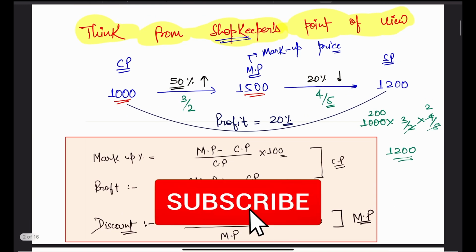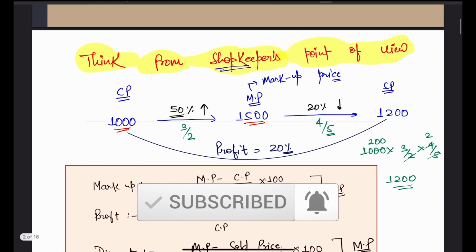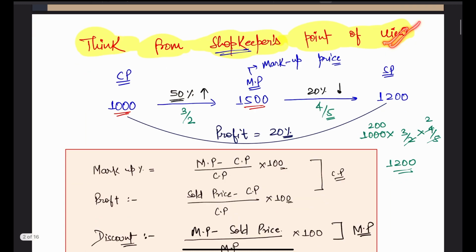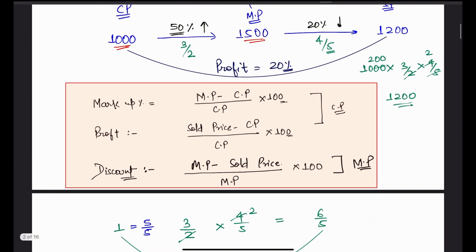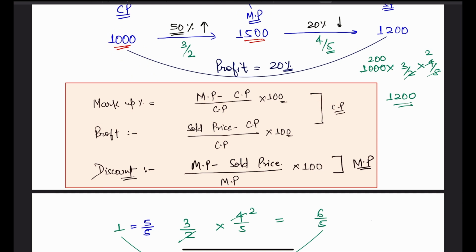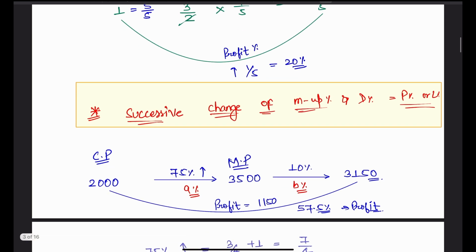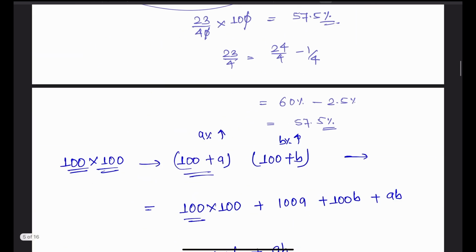So let's revise one last time whatever we have done as of now. First thing is we have to think from the shopkeeper's point of view. Second thing is markup percent equals markup minus cost price, divided by cost price, into 100, and profit is also in terms of cost price: sold price minus cost price. But discount will be in terms of mark price: mark price minus sold price by mark price. Second thing is successive change of mark price and discount will give me profit and loss percentage.